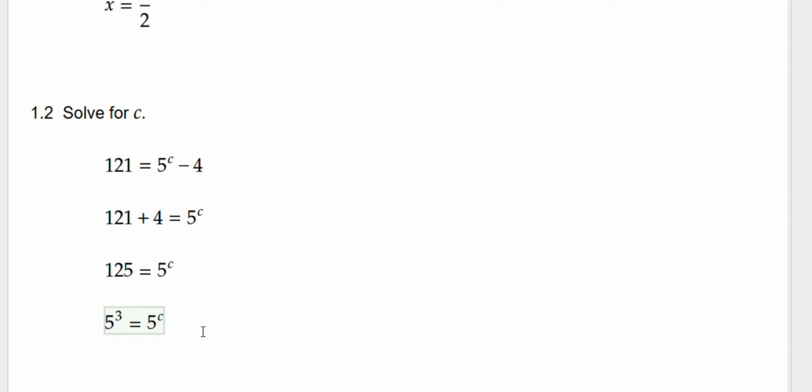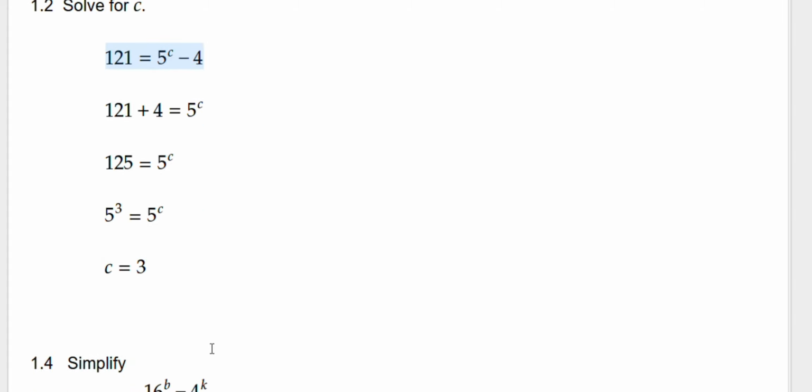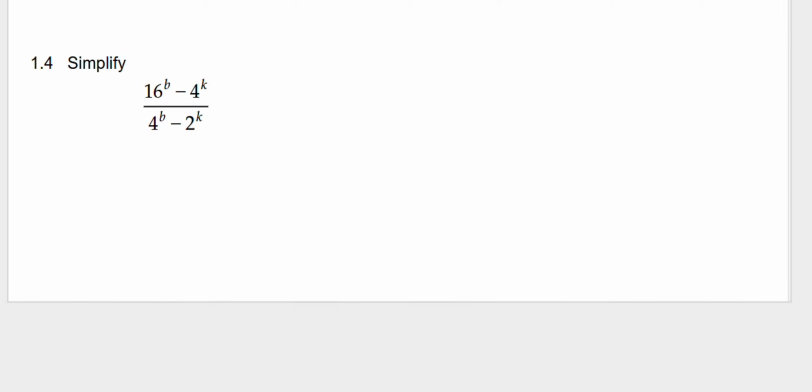Since we have the same base, we need to equate the exponents. Hence our c value is 3. You can put 3 back into this equation and you will see that it satisfies the equation. The left side is equal to the right side. So okay, let's do the last one.